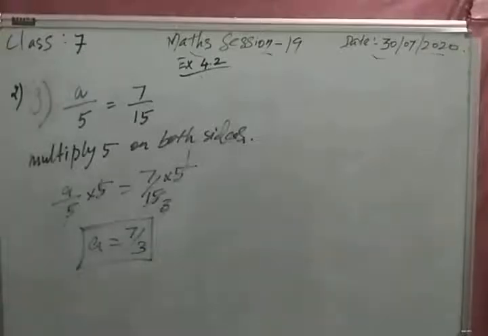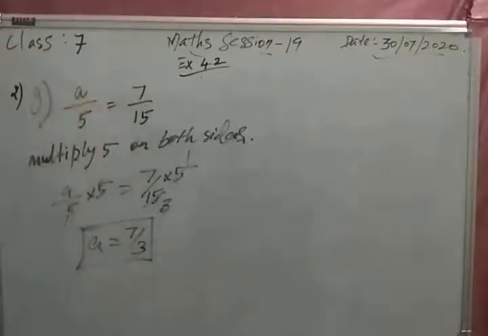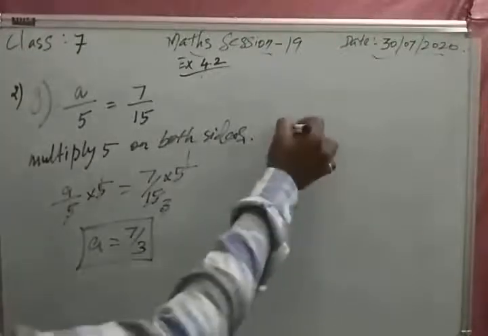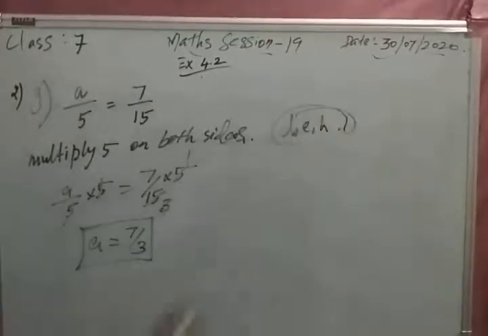Okay, next what will you do? Normally you do the same things. Put A is equal to 7 by 3 in A by 5. Like that you can write it and find out the answer. Like this you do all the balance. In the second question, D, E, H are the balance. These three are homework. Okay, do it.